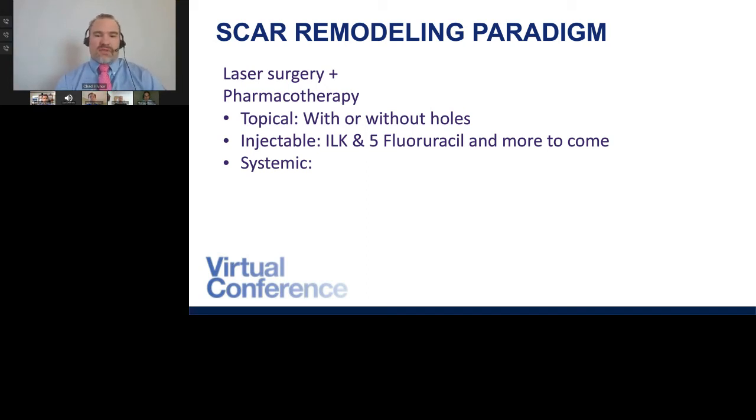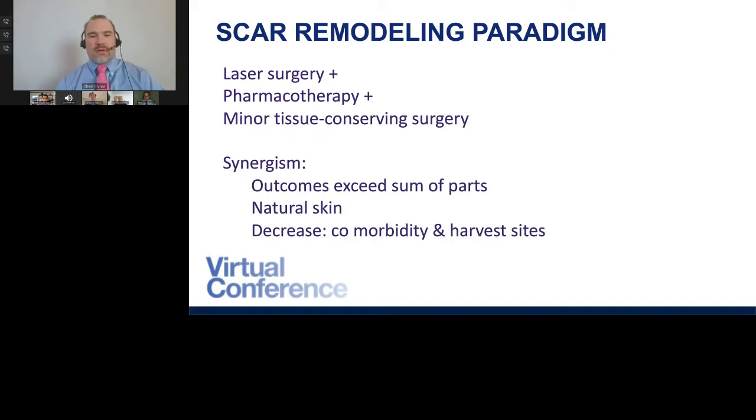So I wanted to really emphasize the aspect of pharmacotherapy, and then also the minor tissue conserving surgery. And what that means is Z-plasties, some of the minor procedures that Dr. Donlin is going to talk about. And the key is all three of these things: many different types of lasers, many different types of pharmacotherapy, and surgeries. The outcomes are going to exceed the sum of the individual parts. We're using the patient's own natural skin in order to accentuate and make it healthier. We're rehabilitating, remodeling it, really truly making it better from the inside out.